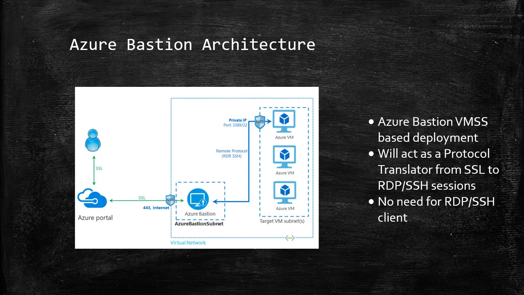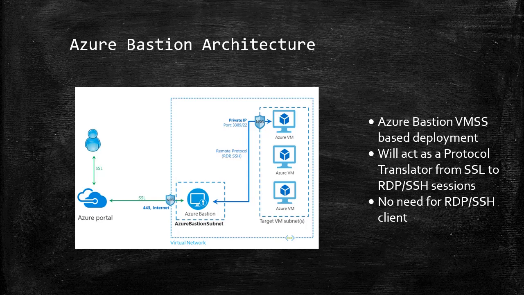Now let's look into the actual flow. From the portal, a connectivity is made to the Bastion. So when you deploy Bastion, you will be able to see a URL. So the portal makes a connectivity to the URL, which is the Bastion host. That connectivity is basically happening over HTTPS over port 443. So Bastion will act as a protocol translator, where Bastion actually converts the HTTP or HTTPS or SSL protocol data into an RDP or SSH session.